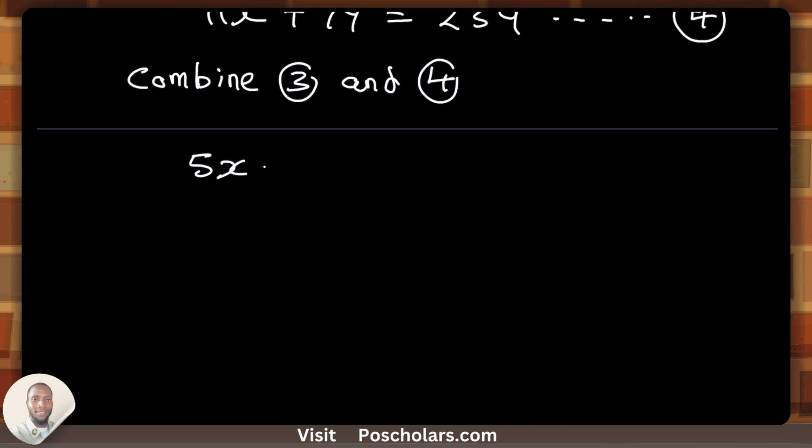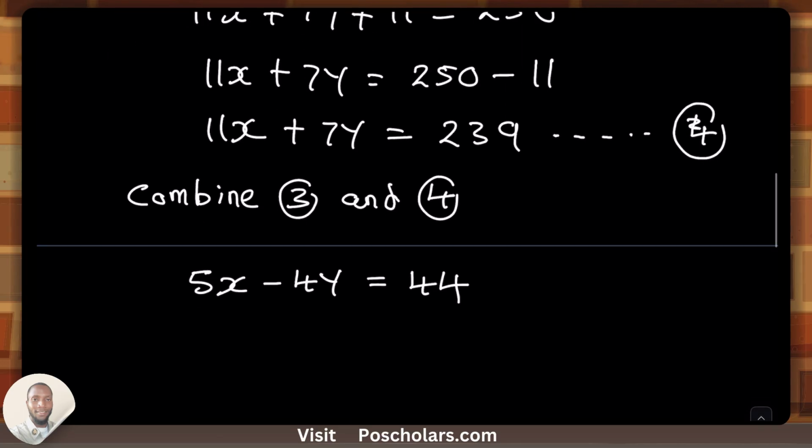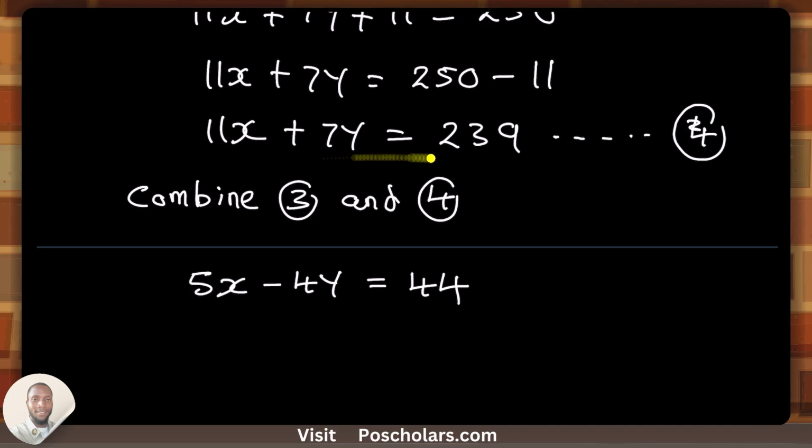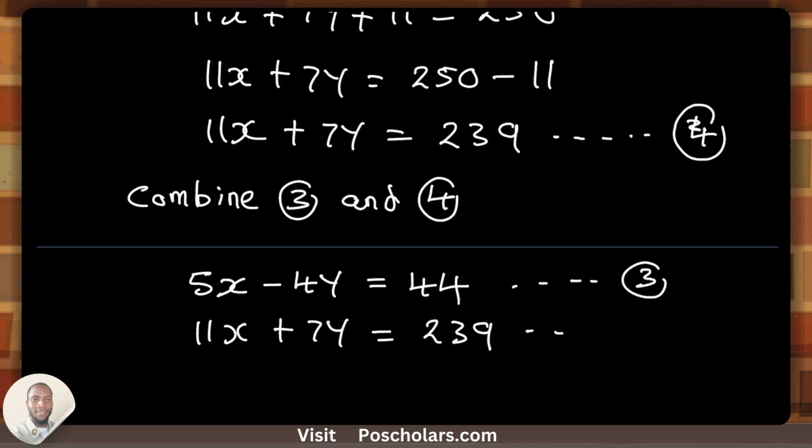5x minus 4y equals 44. Then equation 4. Okay, we already have equation 4 here, so there's no need to disturb ourselves. It is 11x plus 7y equals 239. Equation 3 and equation 4. Good. Now, remember, what's the mission? The mission is for us to find the value of x and y.